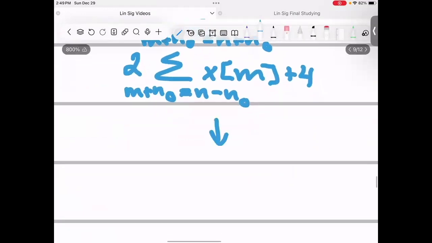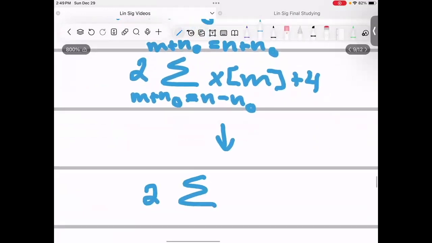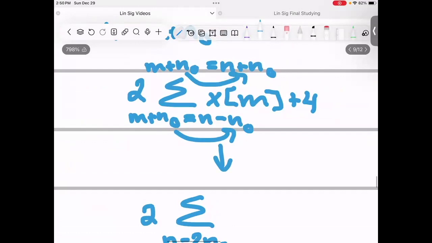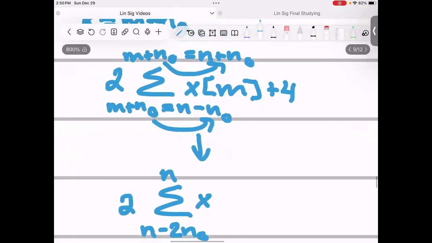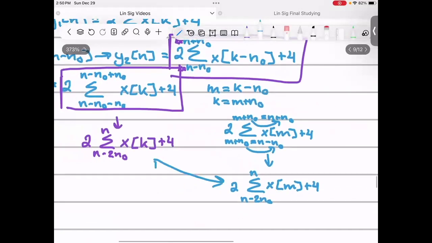So this is going to give us 2 times the sum. If we move the n naught over, we're going to have n minus 2 n naught. And then up here, if we move the n naught over, we're just going to have n, because the plus and minus are going to cancel each other out. X of m plus 4. This is looking really similar to that. The only difference is that we have a different dummy variable. But the dummy variable, by definition, is a dummy variable. You can call it whatever.